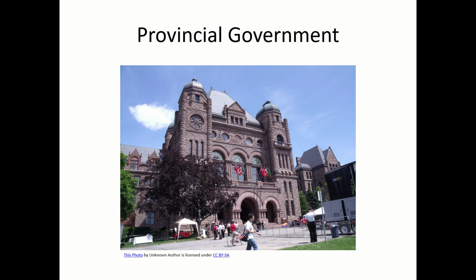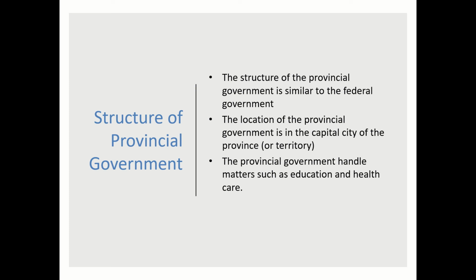Now, so that kind of covers the federal government. Onto the provincial government, which follows a similar structure to the federal government, but has some slight differences. Again, very similar. For the federal government, I mentioned they have MPs, members of parliament. For the provincial level, they have MPPs, members of provincial parliament. Again, the structure is still the same.